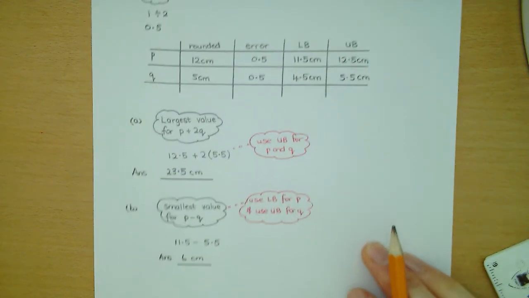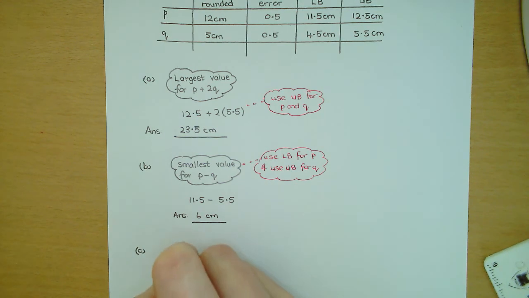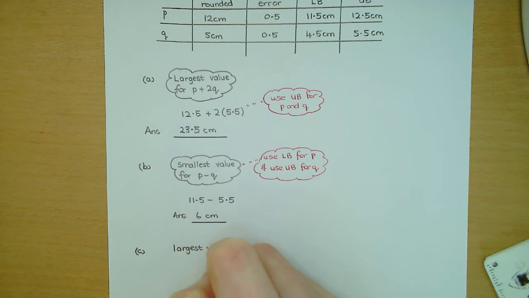Okay, part C. We want the largest value for a fraction, Q over P.